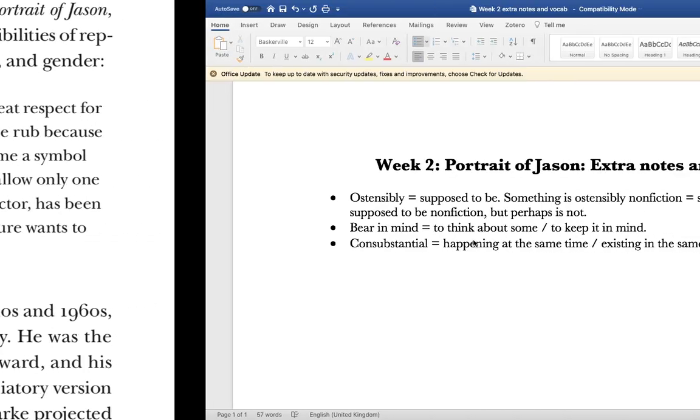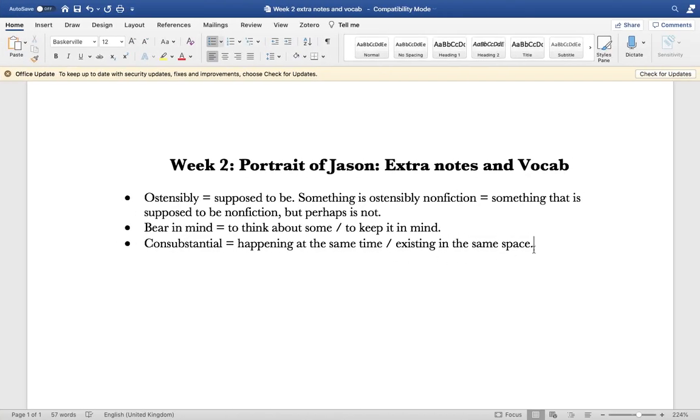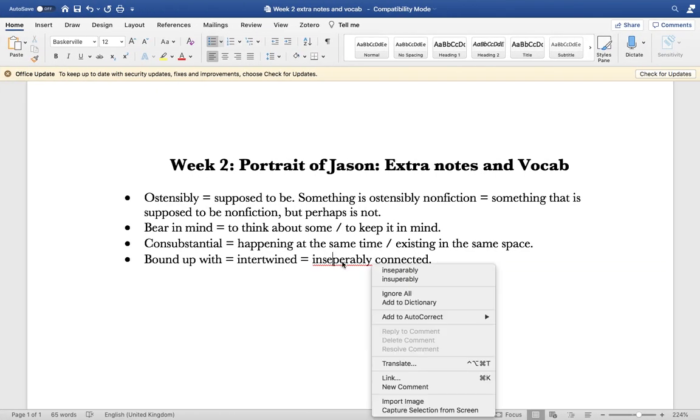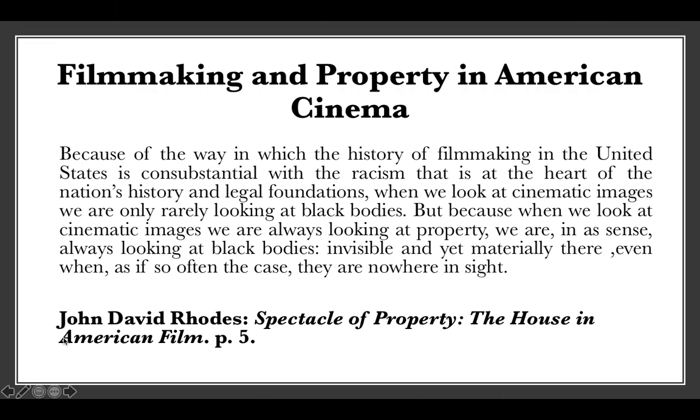So if something is bound up with, it's intertwined. It's inseparably connected. So the history of racism is bound up with the history of property in the US in a very tangible way. So he says in some way, when we look at property, we're always looking at what Rhodes describes as black bodies.